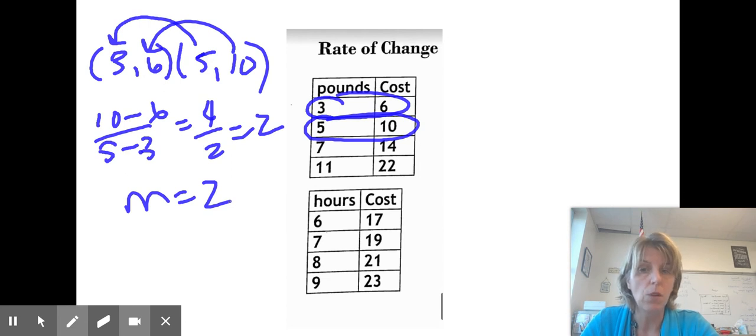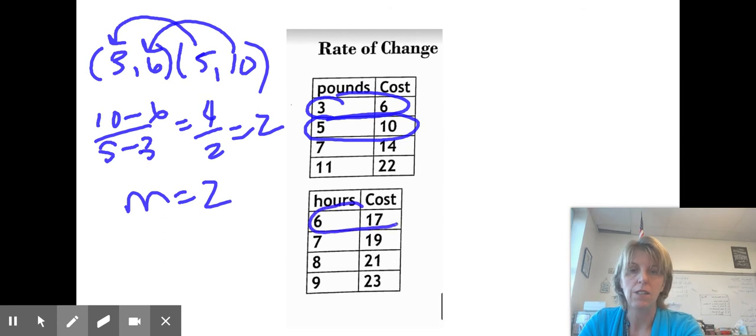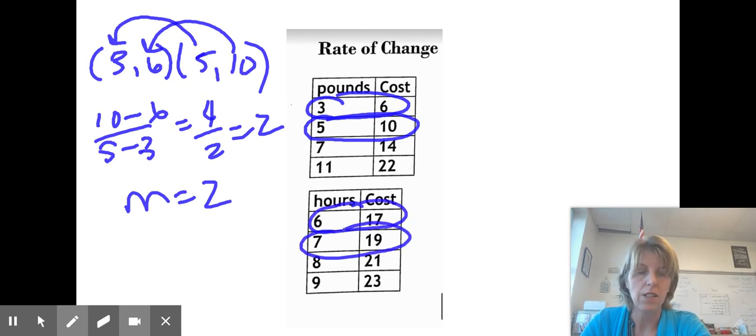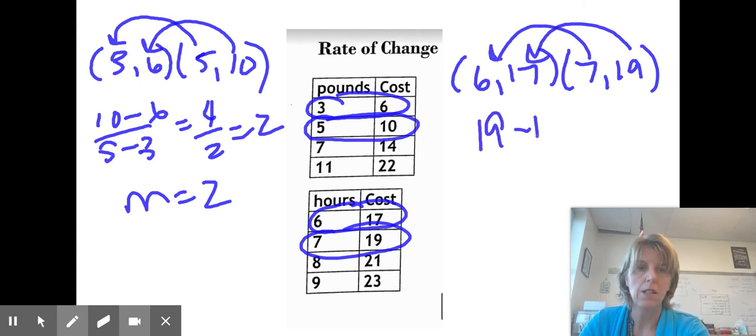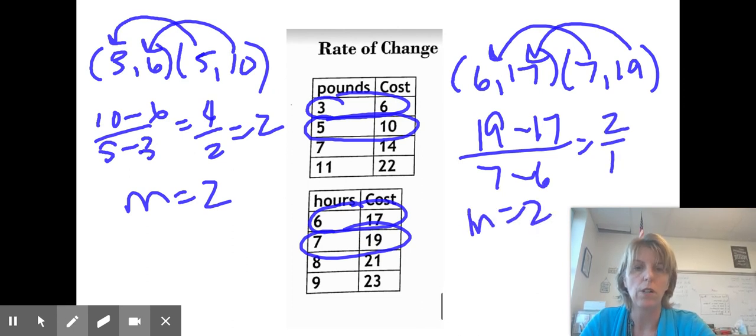And we could do the same thing with the one below. So we could do (6, 17) and (7, 19). Use those as our 2 points. Then we get 19 minus 17, 7 minus 6, 2 over 1. Our slope for this one would be 2 as well. So they're both 2 in this particular case, right?